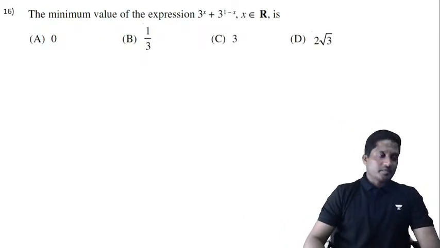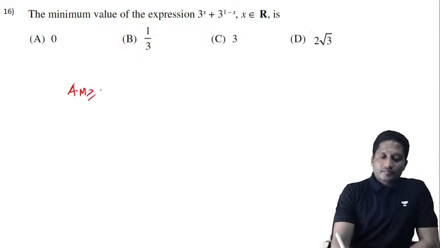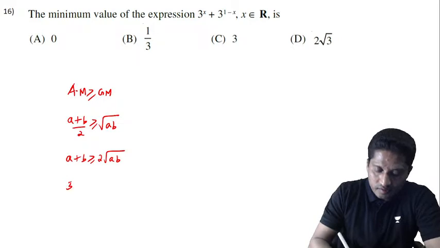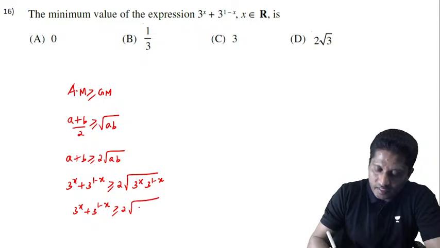The minimum value of the expression is, we know that AM is greater than or equal to GM. Arithmetic mean is a plus b by 2. Geometric mean is root of ab. If I cross multiply, a plus b is greater than or equal to 2 root of ab. So if I use these terms, 3 power x plus 3 power 1 minus x is greater than or equal to 2 into root of 3 to the power x into 3 to the power 1 minus x. Now this is 2 into powers added, 3 to the power of x plus 1 minus x.